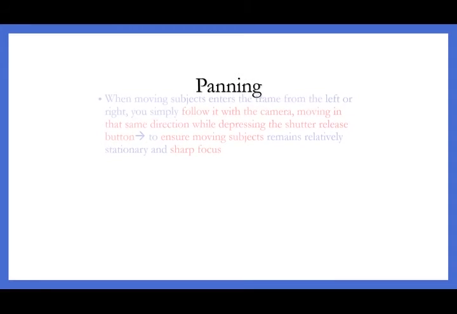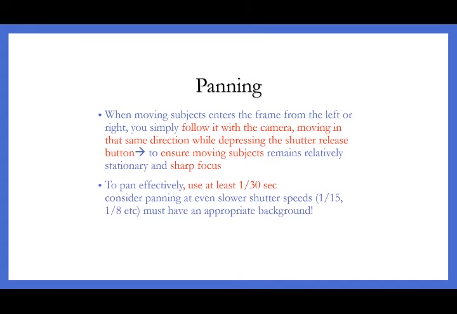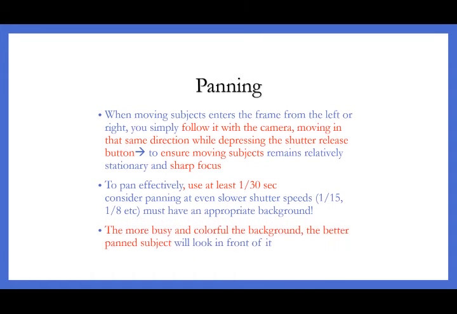Panning. When moving subjects enter the frame from the left or right, you simply follow them with the camera, moving in that same direction while depressing the shutter release button, to ensure moving subjects remain relatively stationary and in sharp focus. To pan effectively, use at least 1/30 second. Consider panning at even slower shutter speeds, 1/15 or 1/8, etc. You must have an appropriate background. The more busy and colorful the background, the better the panned subject will look in front of it.